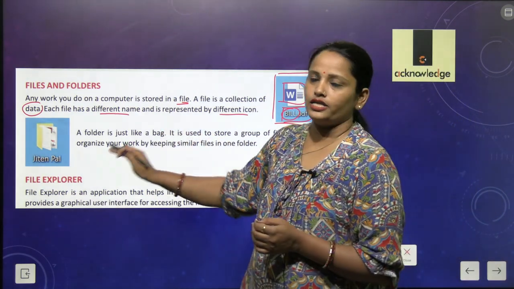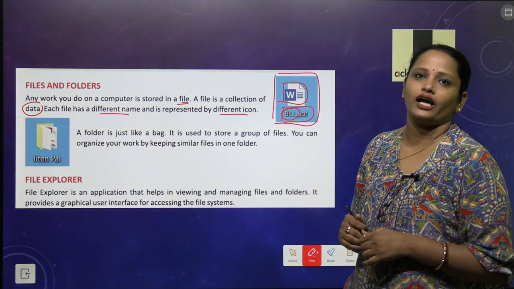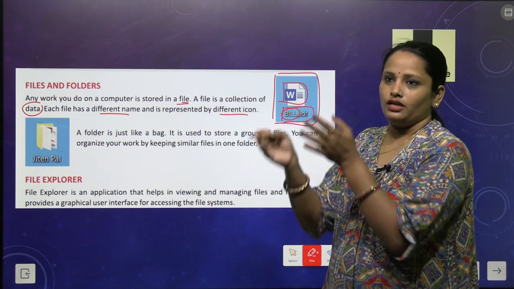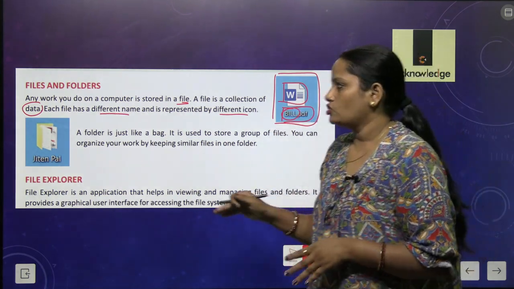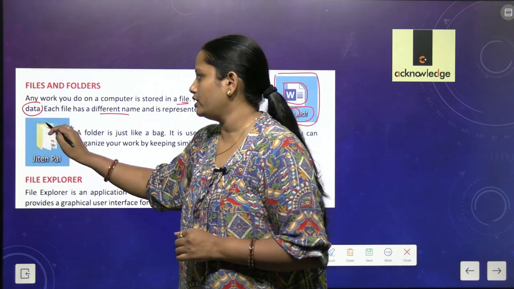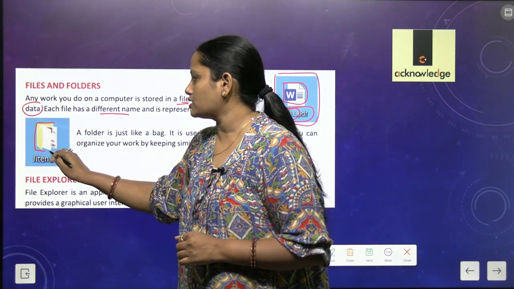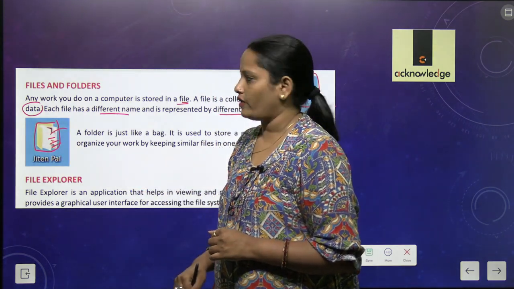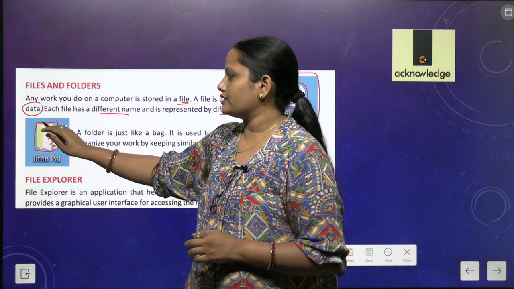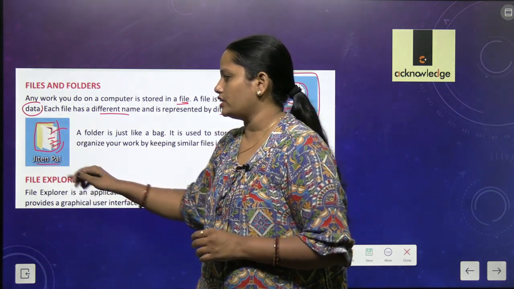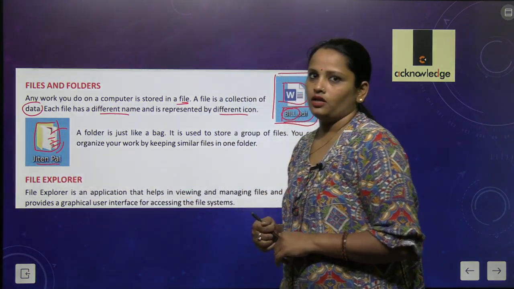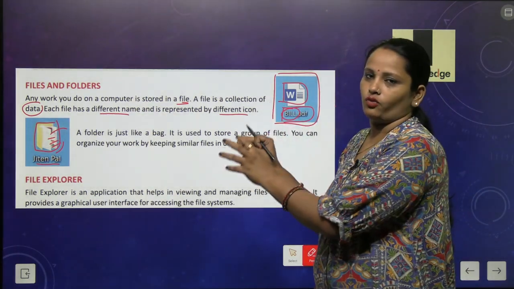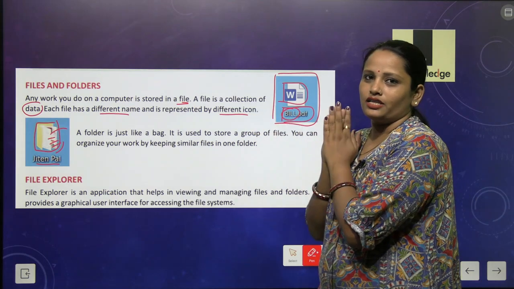You can organize your work by keeping similar files in one folder. So we can make different folders for similar kinds of files. So this is a folder. This yellow box is a folder, and in this you can see white pages. These are the files. So we are keeping these files in this folder, and the name of this folder is Jiten Pal. So Jiten has kept all the necessary things in this folder, named Jiten Pal.